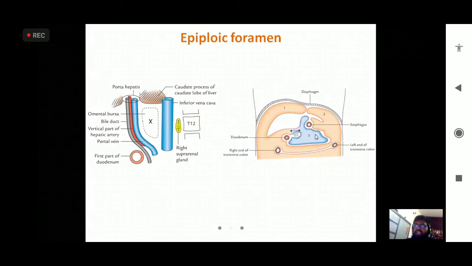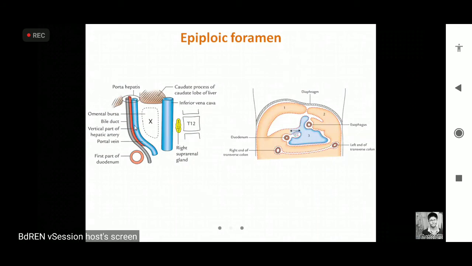lesser sac, greater sac. It is bounded above by the caudate process of the liver, below by the first part of the duodenum, posteriorly by the inferior vena cava, and anteriorly by the free margin of the lesser omentum, which contains the bile duct, hepatic artery, and the portal vein.